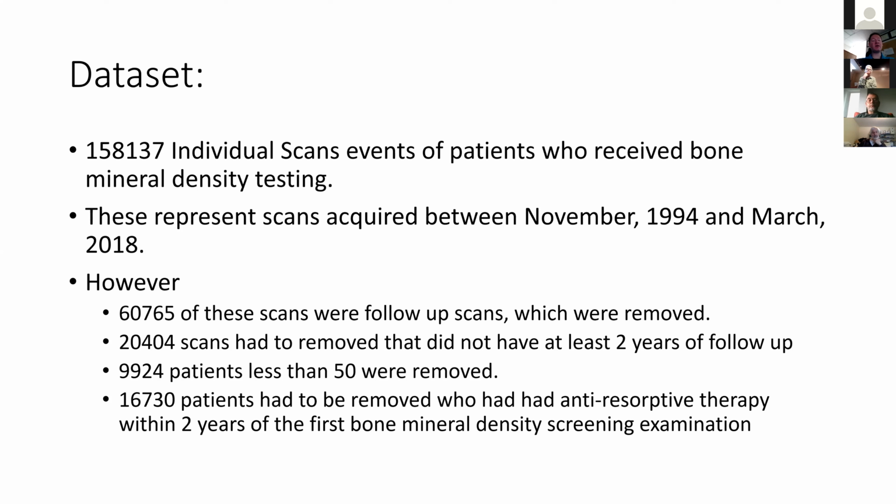As well, I got rid of all patients less than 50 years of age, as I felt that that wasn't relevant for the question at hand, which is, should women age 65 all be getting bone mineral density testing? And then, yeah, 16,000 patients had had prior recent anti-resorptive therapy, and they were removed.